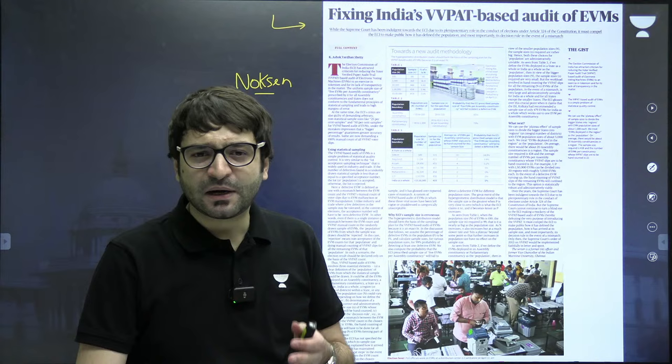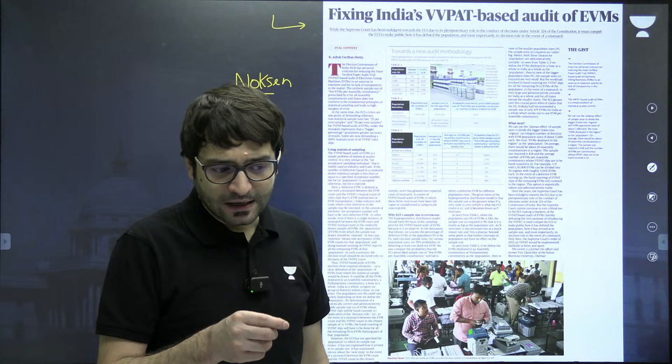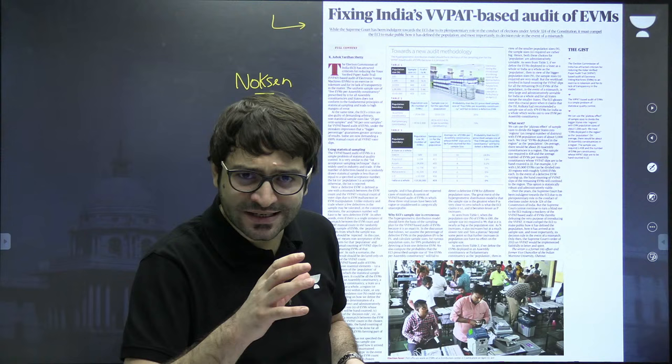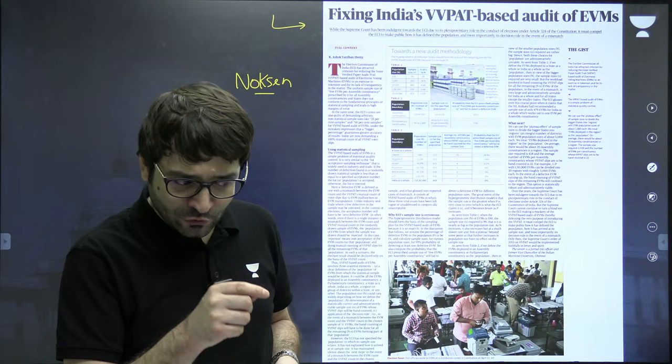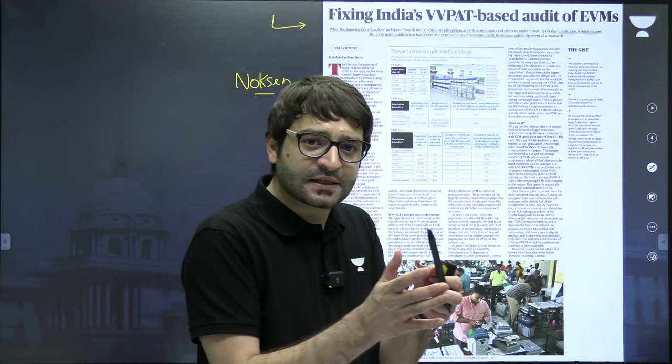But what is this VVPAT? There was one concern with electronic voting machines, and that concern was transparency. Transparency in the sense, I enter the polling booth, I enter the voting compartment, I press the button on the electronic voting machine, but I'm not sure whether this vote has been registered correctly or not. I voted for party A. Whether my vote has been registered in favor of party A or party B or party C, I don't know. So there is no transparency in the system. That is why a VVPAT is linked to an electronic voting machine.